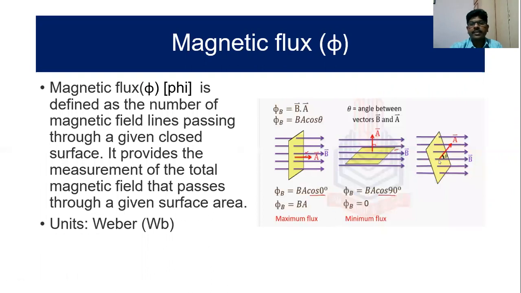What is magnetic flux? In the diagram you can see these are the lines and this area is perpendicular to them. Maximum lines are passing, but in this case almost no lines are passing, and here an intermediate number of lines are passing. So magnetic flux is defined as the number of magnetic field lines passing through a given closed surface. It provides the measurement of the total magnetic field that passes through a given surface area and is measured in Weber. So in this diagram we have maximum magnetic flux, and here we have minimum flux.